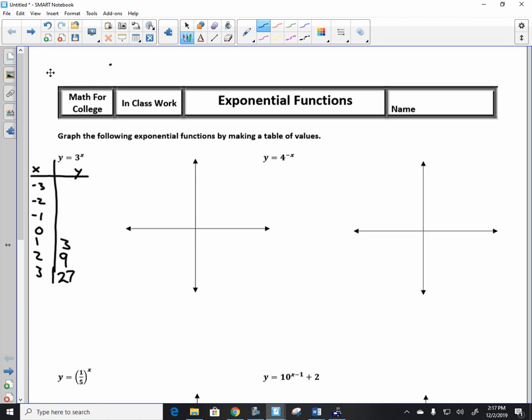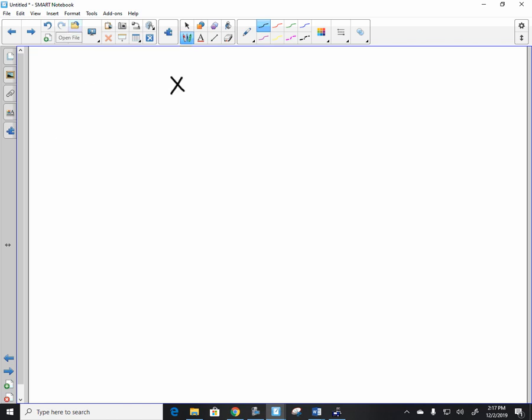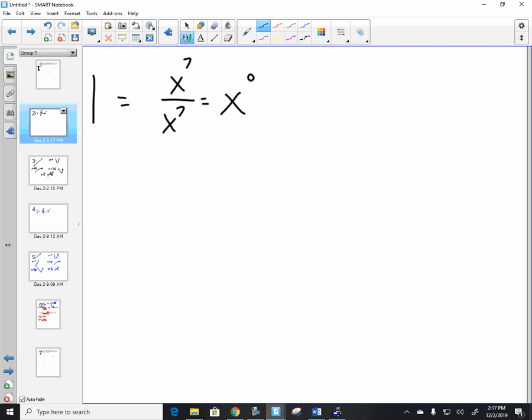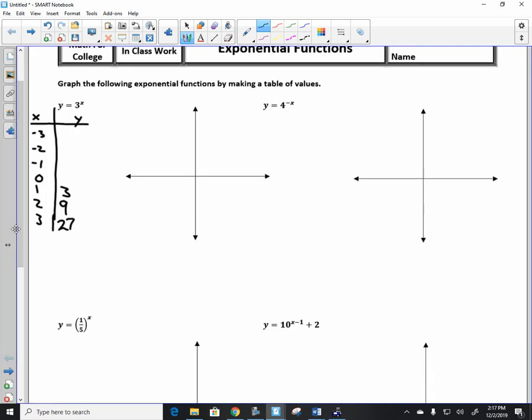Does anybody know what something to the 0 power is? Do you know why? Would you agree that if you take two things that have the same base and divide, you subtract the exponents? Everybody agree this is x to the 0? And if you take something divided by itself, you get 1. That's why something to the 0 is 1. So you're right. If I plug in 0, I get 1.